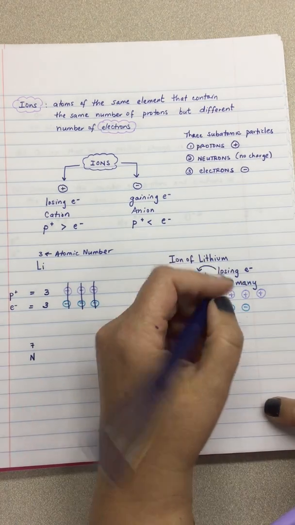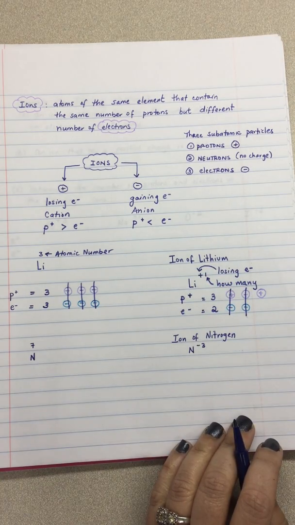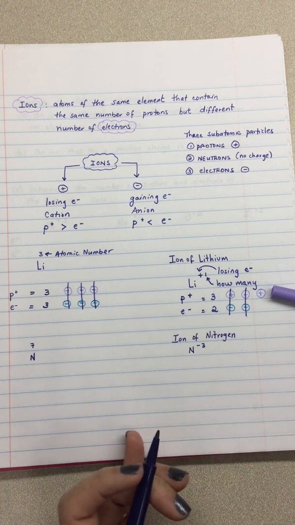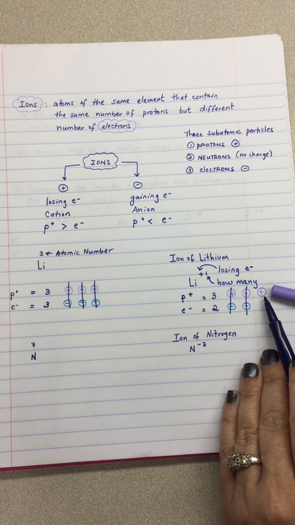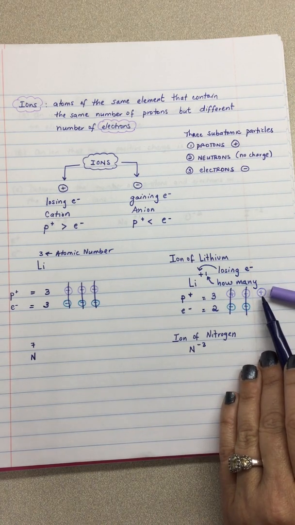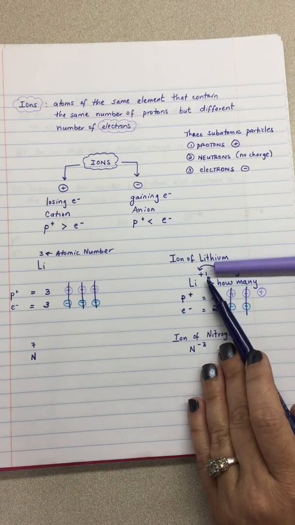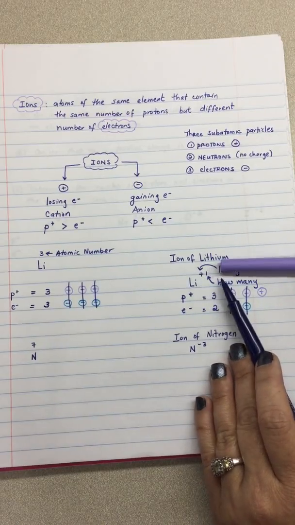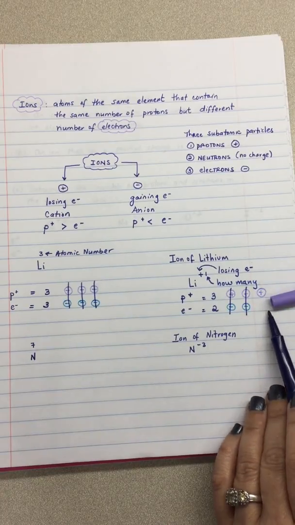So now 2 of your protons are canceling out with 2 of your electrons, but then you have 1 proton here with no electron to cancel that charge, which means that that proton represents the charge that you have in your ion. You have a positive 1 charge because that proton has no electron to cancel that positive charge with.